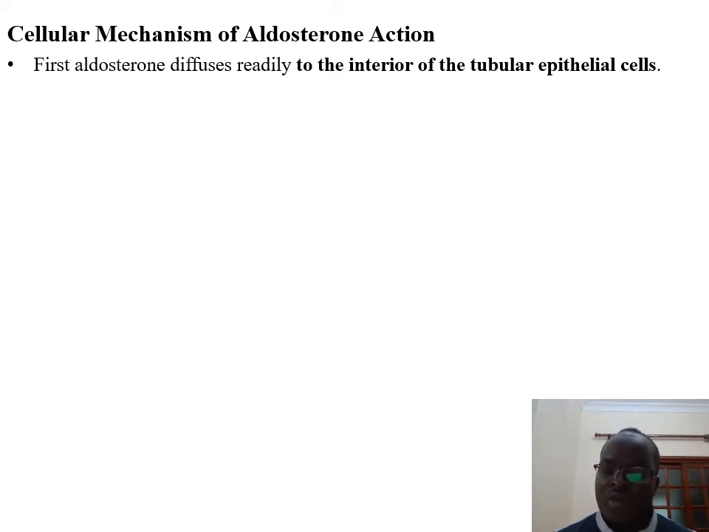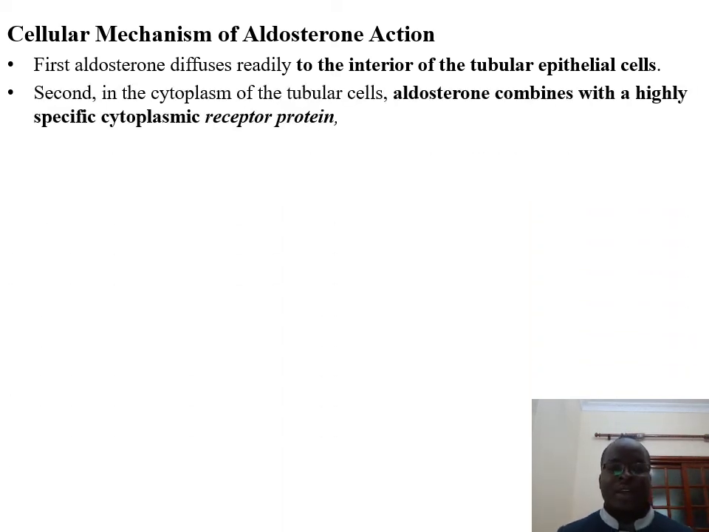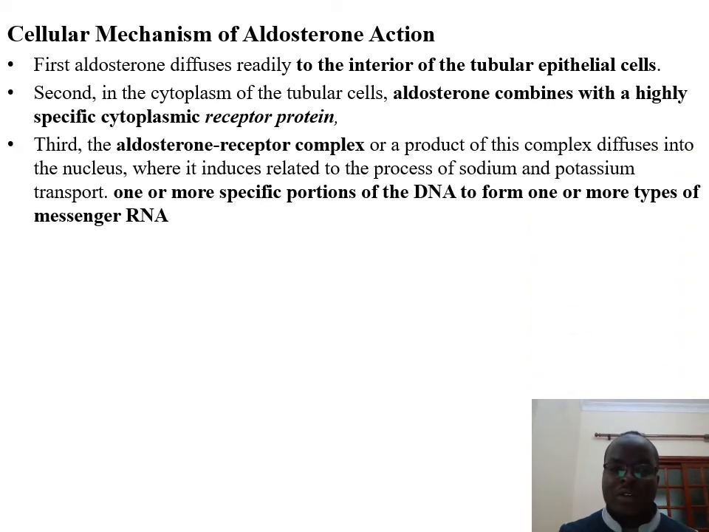These are steroid hormones. So it's going to cross the phospholipid bilayer to go and attach to the receptors inside the epithelium cells, in the cytoplasm. So it's going to bind to cytoplasmic receptors. Second, in the cytoplasm of the tubular cells, aldosterone combines with a highly specific cytoplasmic receptor. These are aldosterone receptors in the epithelium cells.